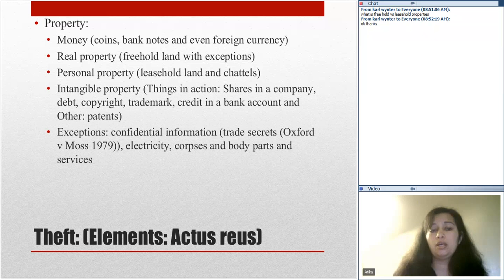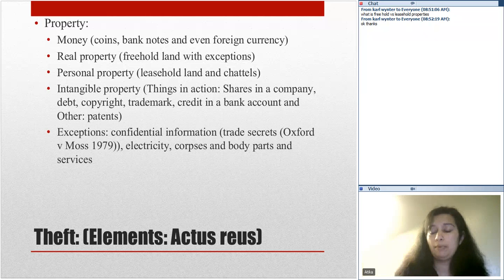A share in a company, there's a debt, okay? There's a debt. Debt is intangible. Copyright, I have a copyright in my book. I have a copyright in my movie. That is your intangible property. The trademarks, everybody knows what trademarks are, right? You trademark a name or a logo for a company.